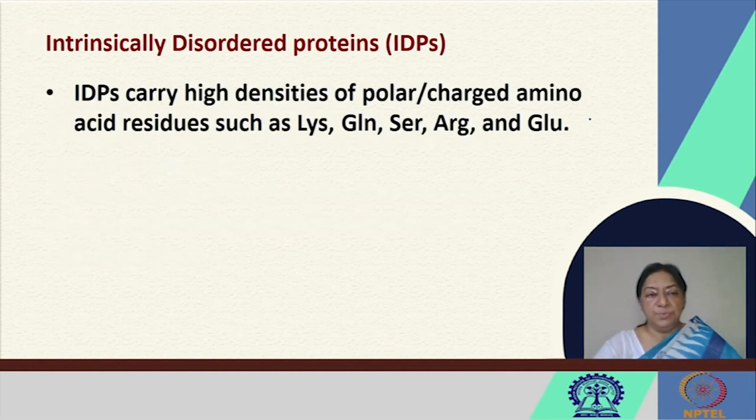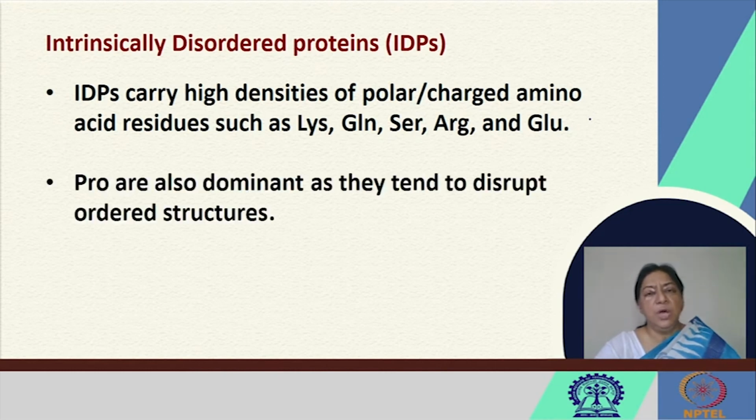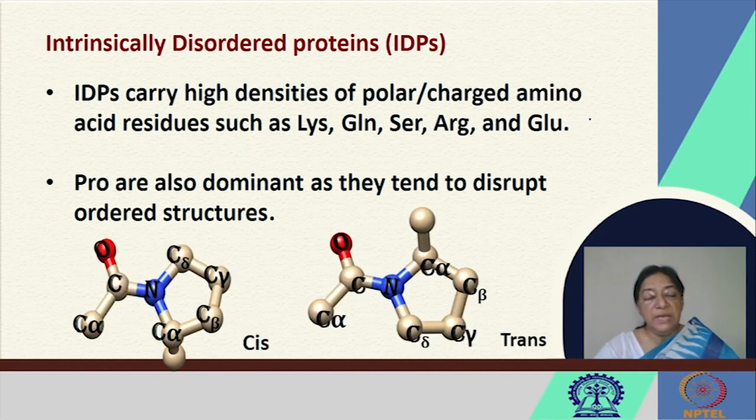In intrinsically disordered proteins, they carry high densities of polar charged amino acid residues such as lysine, glutamine, serine, arginine, and glutamic acid. This is because these are interacting with the solvent more, the polypeptide chain, and there is a lack of a hydrophobic core. There is also a dominance of proline residues because, being an imino acid, they tend to disrupt ordered structures. Also, there is a predominance of cis isomerism in the proline where we can have disordered structures as well.